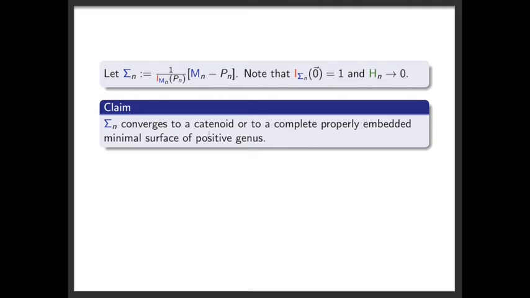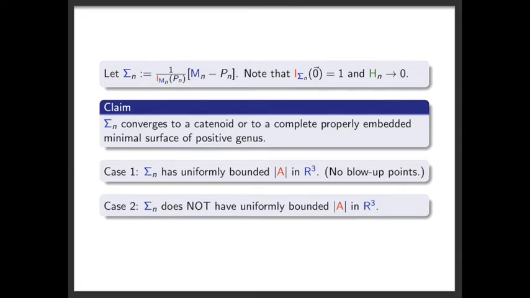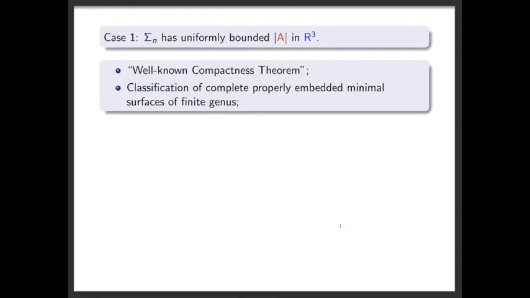So we claim that sigma n converges to a catenoid or to a complete properly embedded minimal surface of positive genus. There are two cases to consider. Either sigma n has uniformly bounded norm of A, so when you scale, there are no blow-up points, or sigma n does not have uniformly bounded norm of A. Let's do the first case first.